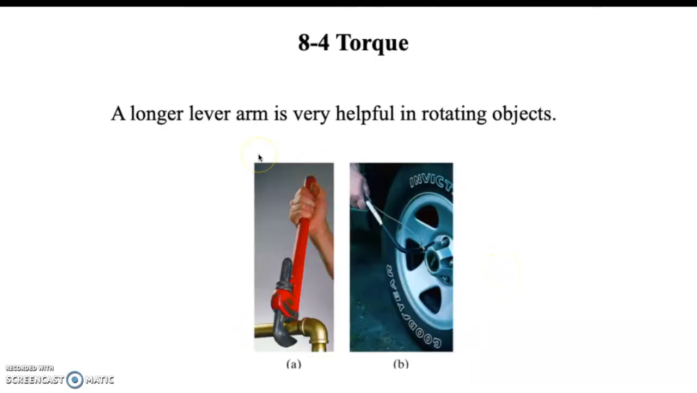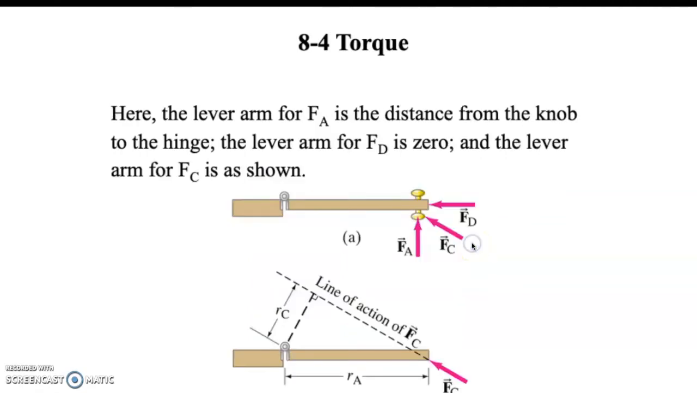So the idea is that the longer the lever arm is, the easier it should be to rotate objects. You see the pipe wrench here, and if you've ever done any kind of plumbing, you know what I'm talking about. Or even here, lug nuts on a car tire. Okay, so just keep those things in mind. That longer lever arm is very helpful. So let's take a look here at different forces that we could apply.